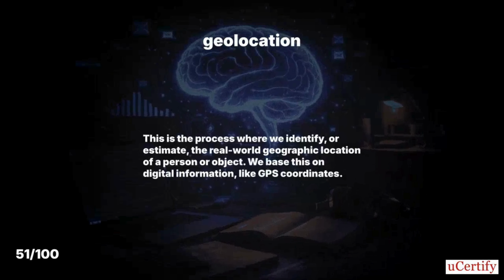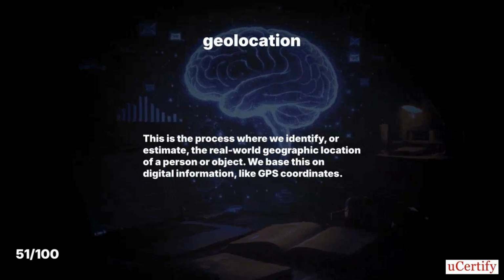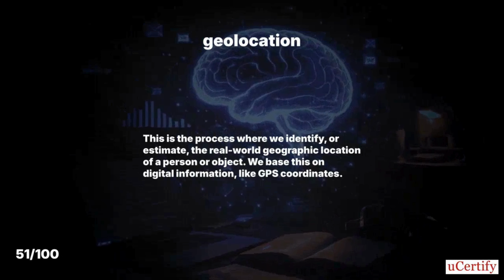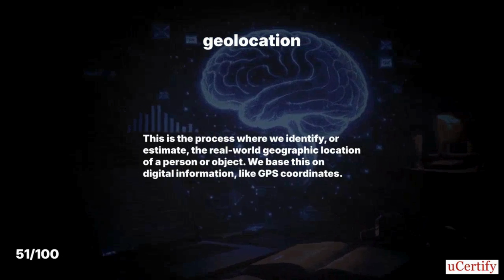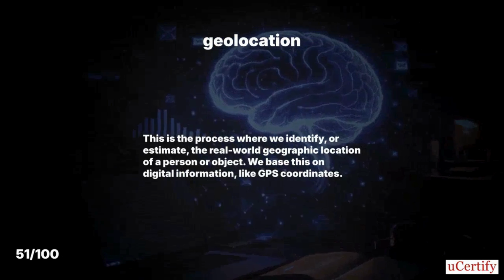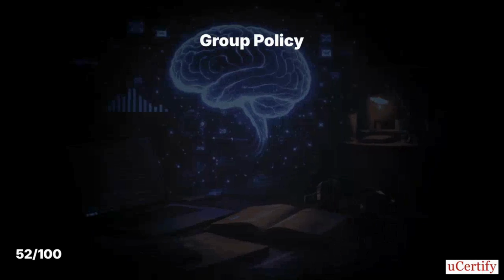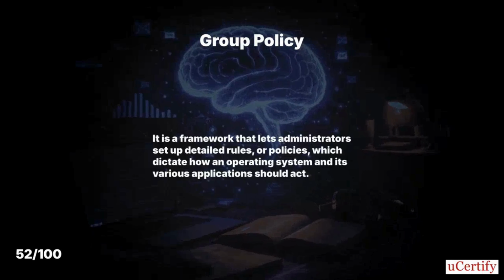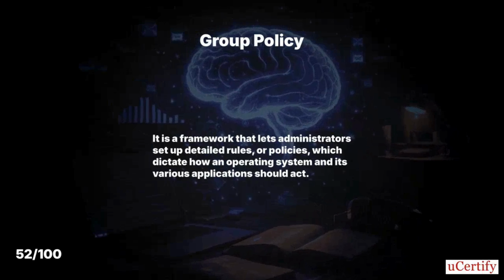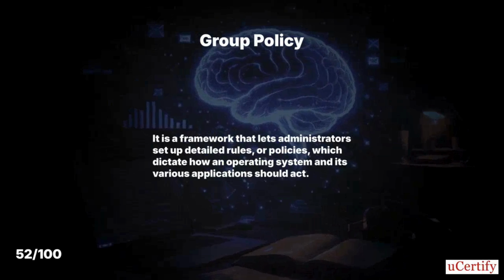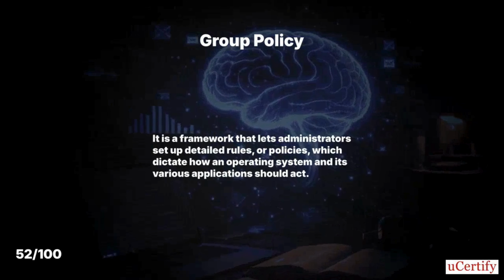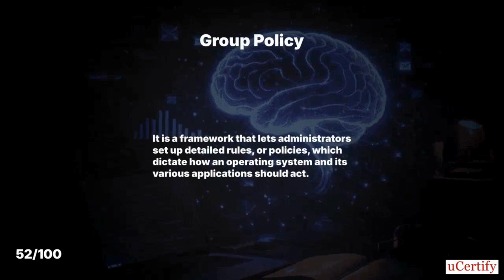Geolocation. This is the process where we identify or estimate the real-world geographic location of a person or object. We base this on digital information, like GPS coordinates. Group policy. It is a framework that lets administrators set up detailed rules or policies, which dictate how an operating system and its various applications should act.